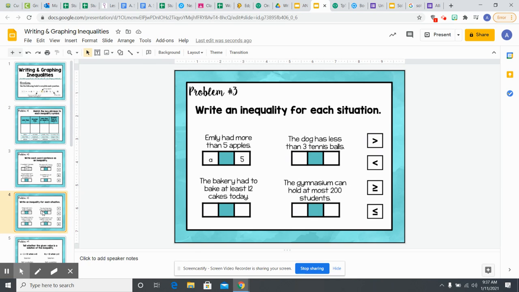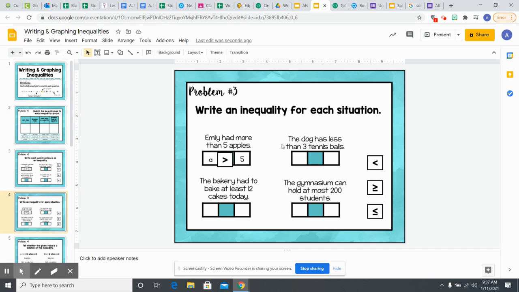So, write an inequality for each situation. We're doing the same thing we just did on the last one, but this time it's a situation. So Emily had more than 5 apples. If she had more than 5 apples, then that means we are using greater than. Let me explain this one. Because if she has more than 5 apples, then A is anything more than 5. So she had more than that.